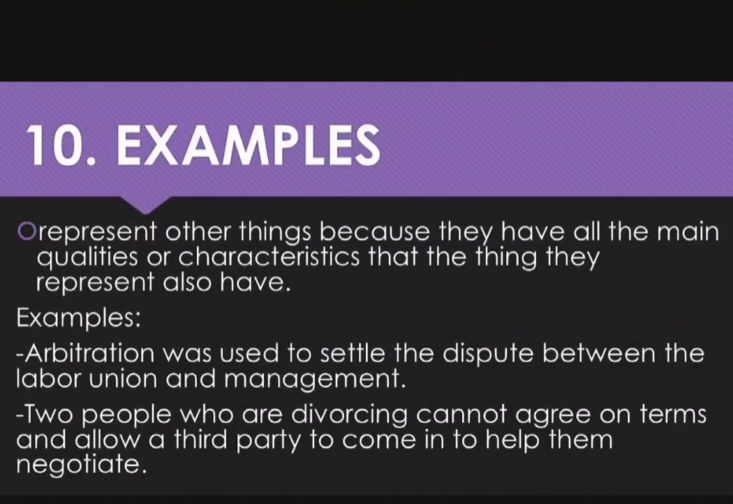Next, two people who are divorcing cannot agree on terms and allow a third party to come in to help them negotiate. So we may use the arbitration in this situation wherein the couple who are planning to divorce cannot agree on terms. That's why they allow a third party, which is the arbiter, to come in in order for them to negotiate easily or with the help of the arbiter.